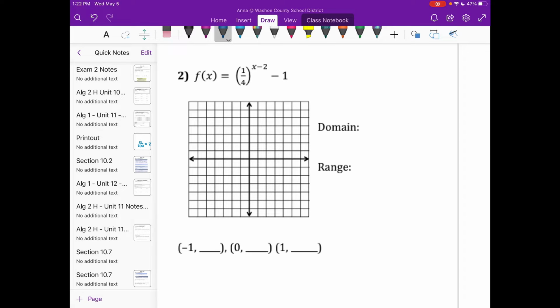All right, number 2. Ooh, we got some movement in here. So remember that up here with the X, this moves your graph left or right. Remember, it's a little opposite of what we normally think. So instead of -2, we're not going to go to the left with the negatives. We are going to go right 2. And this -1, this is my down 1.